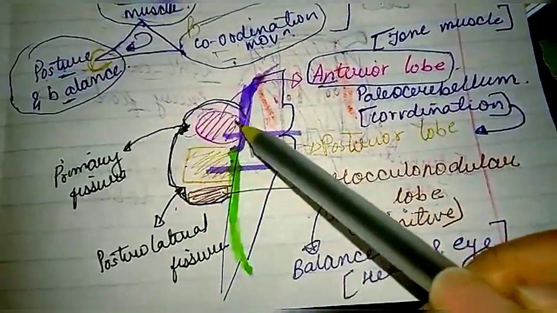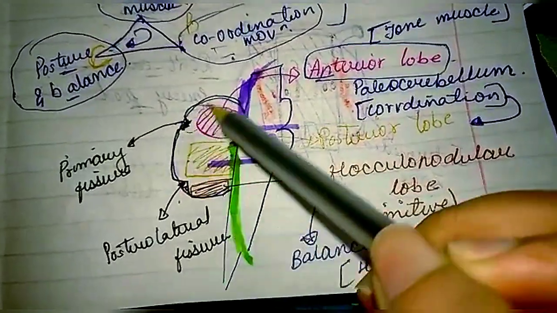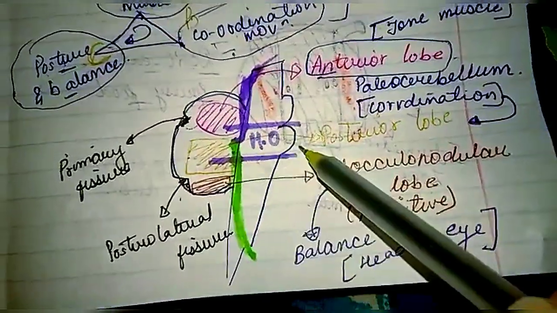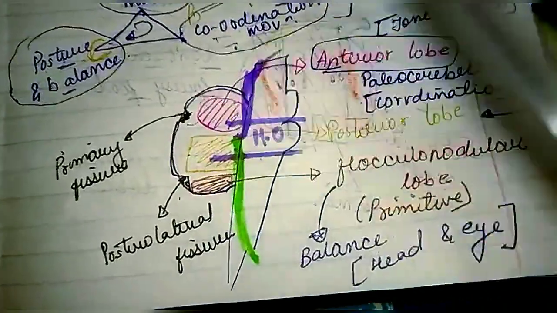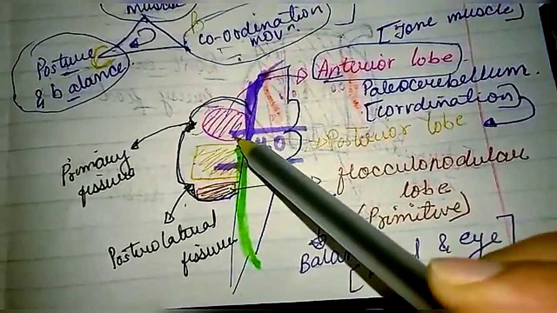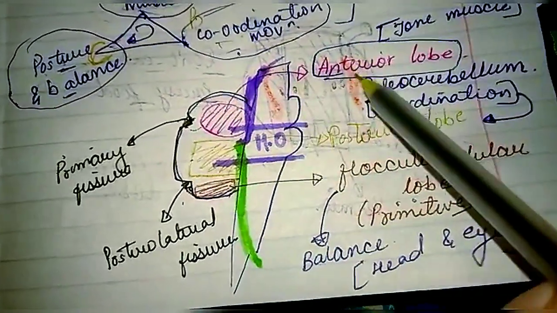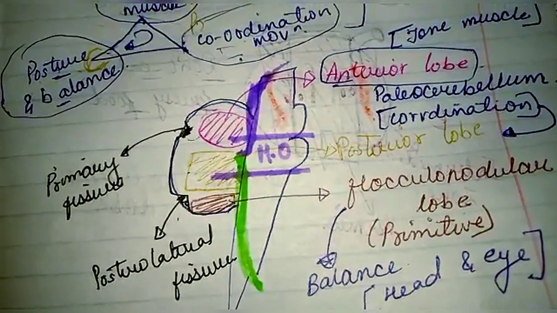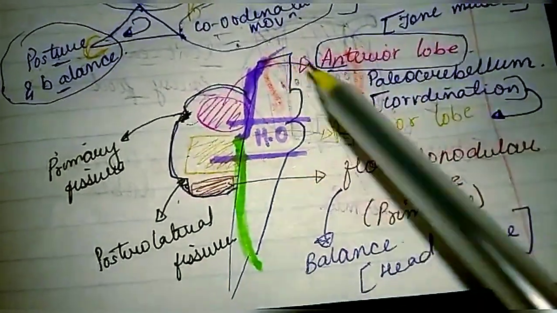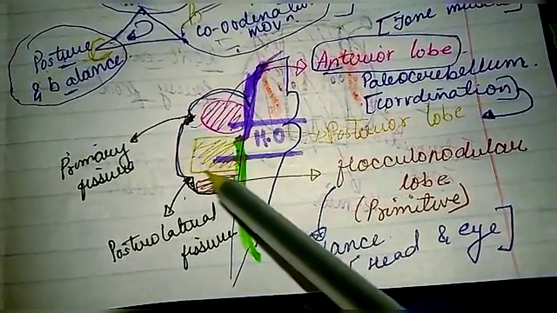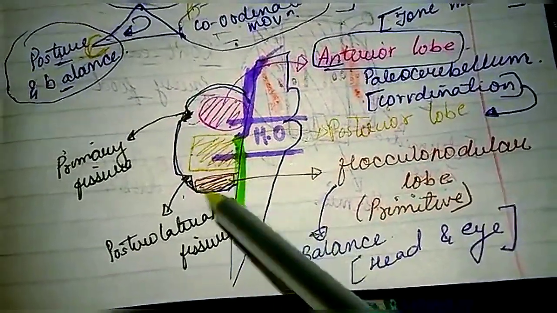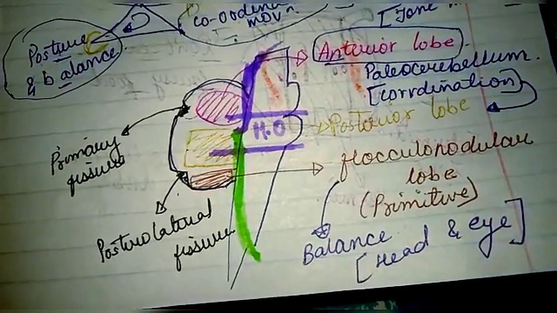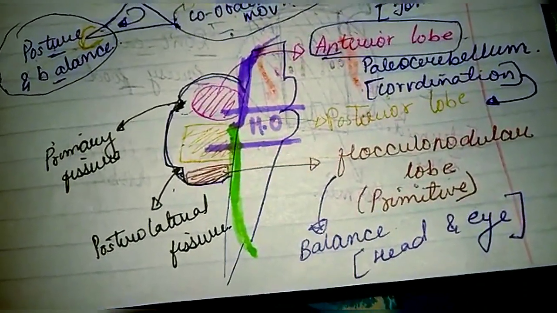It's cerebellum. What is a cerebellum? This portion is known as cerebellum. It's midbrain, pons, medulla oblongata. The pink color that I show here is known as anterior lobe, and another name is paleocerebellum. The second lobe is known as posterior lobe, and the third lobe is known as flocculonodular lobe. It's primitive. It starts developing from a primitive time.